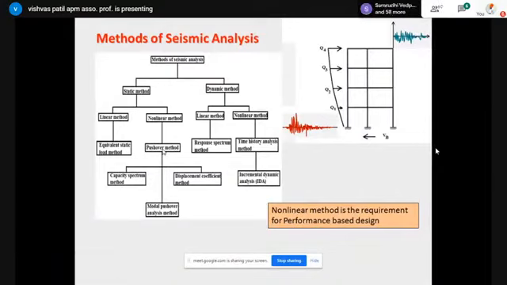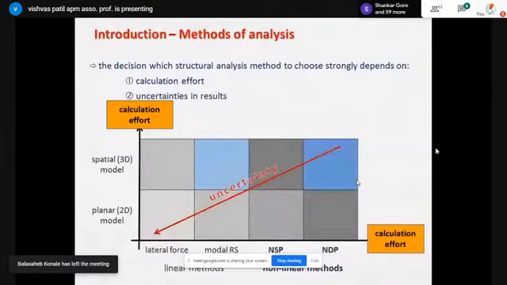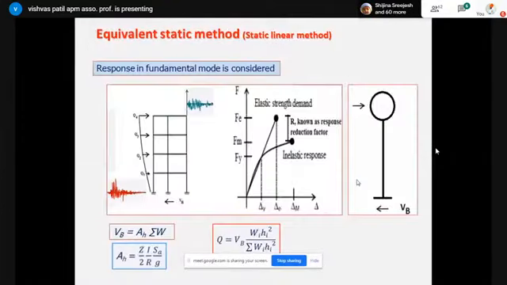Then pushover or equivalent static load method is applicable. Then, after response spectrum analysis, if we extend this, then comes the incremental dynamic analysis. We'll discuss this particular method also. Then very quickly we'll see each method.